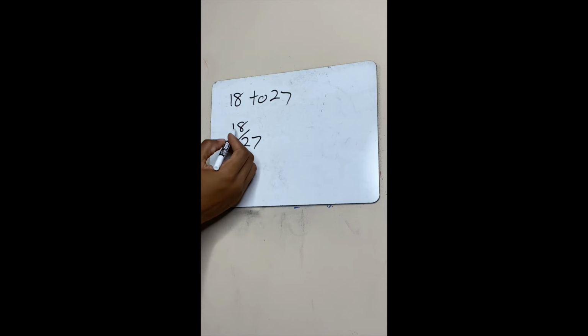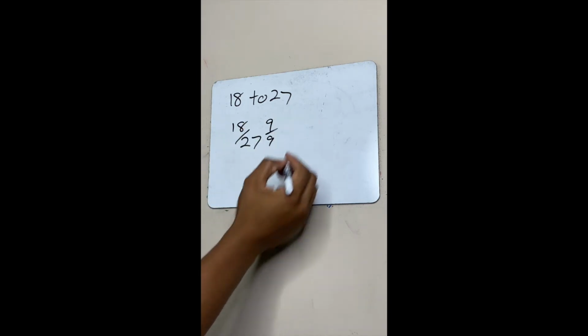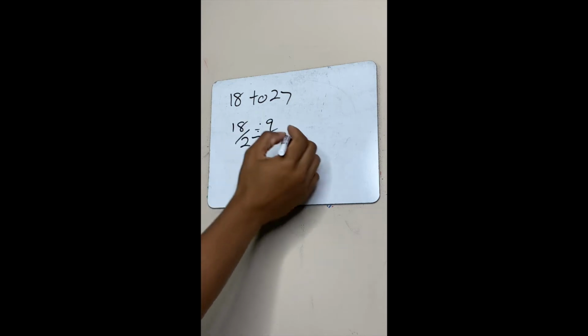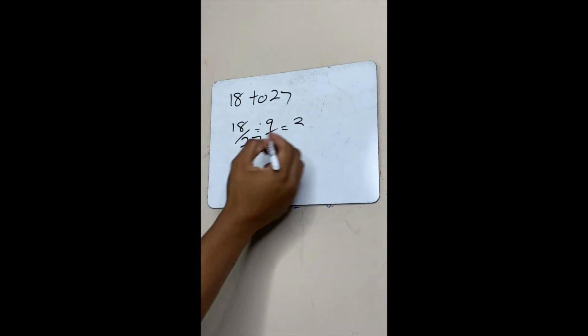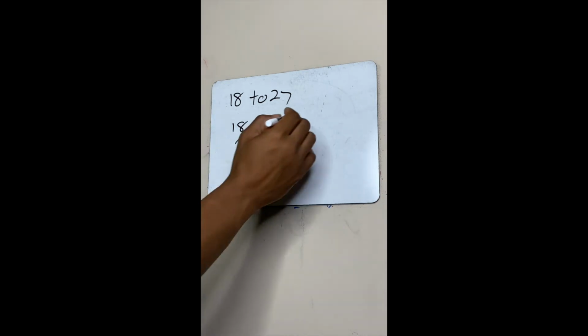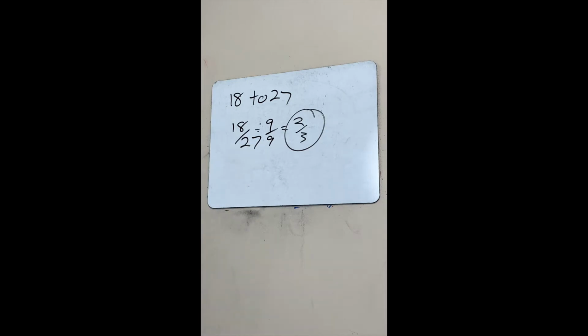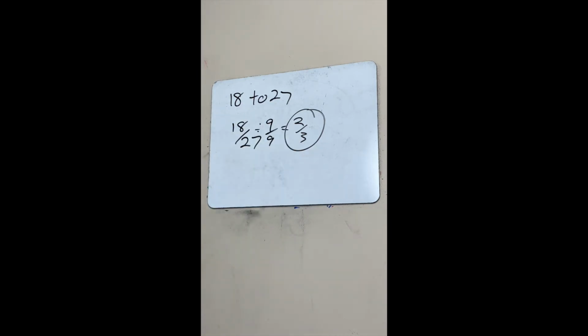Looks like 9 can go into here and here. So let's go 9. We're going to divide. 18 divided by 9 is 2. 27 divided by 9 is 3. That's 2 to 3 odds. Okay? 18 to 27. So, now we get to see this ratio in a much clearer fraction proportion.